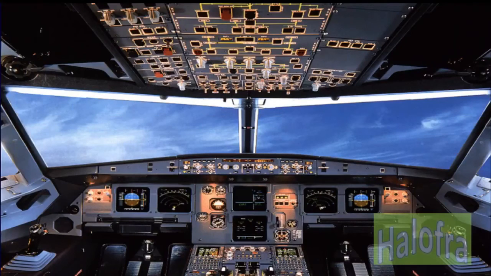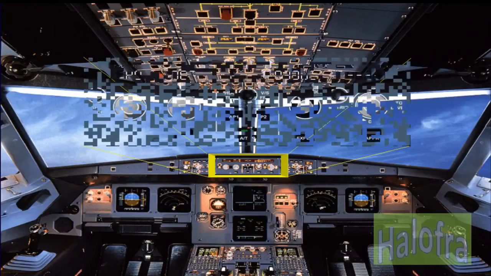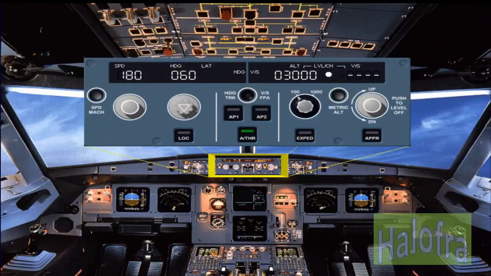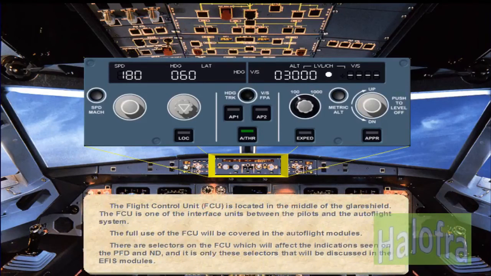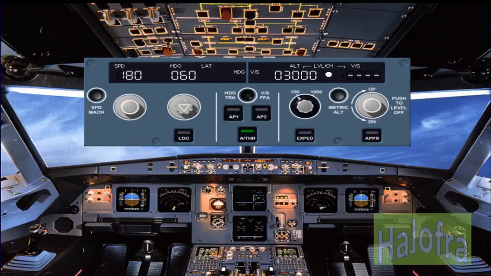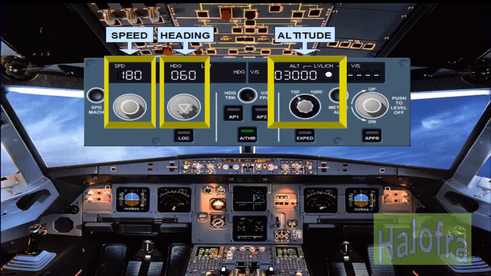The Flight Control Unit, FCU, is located in the middle of the glare shield. The FCU is one of the interface units between the pilots and the autoflight system. The full use of the FCU will be covered in the autoflight modules. There are selectors on the FCU which will affect the indications seen on the PFD and ND, and it is only these selectors that will be discussed in the EFIS modules. The selectors with associated indications are provided for speed, heading, altitude, vertical speed.